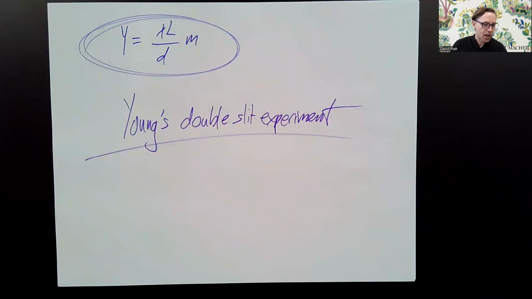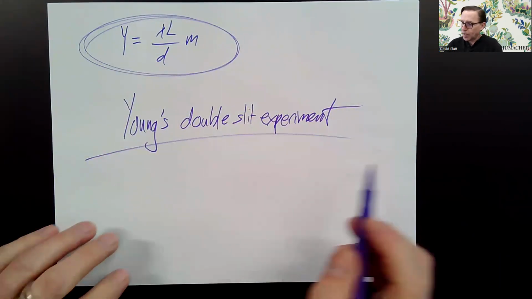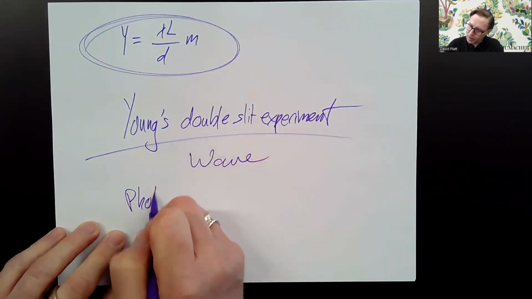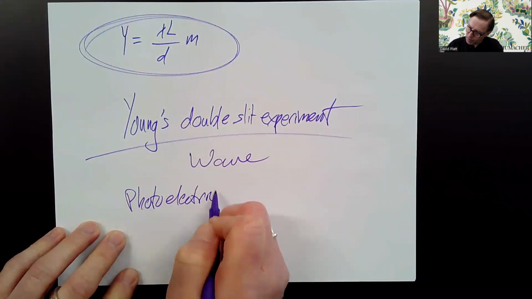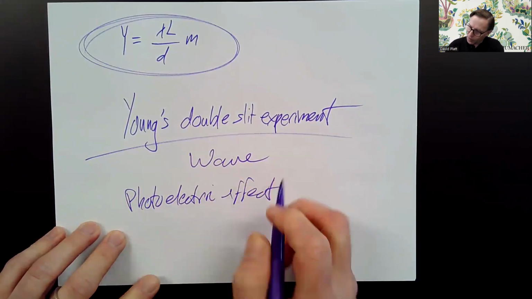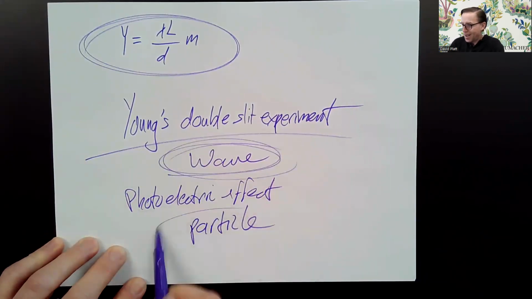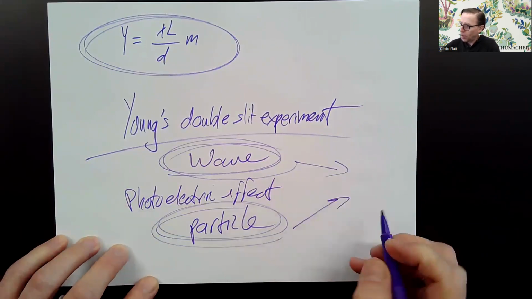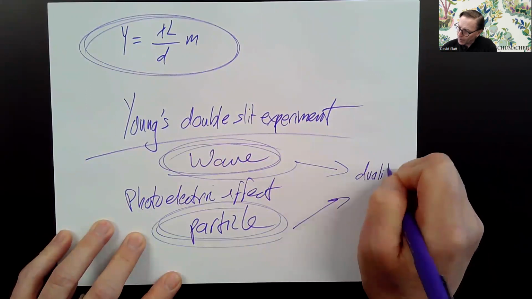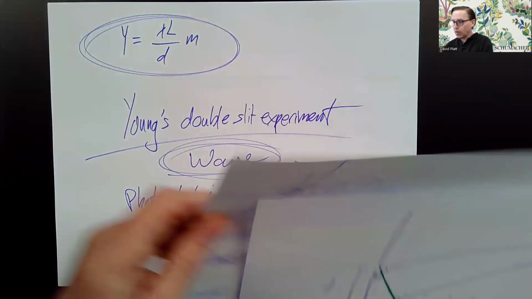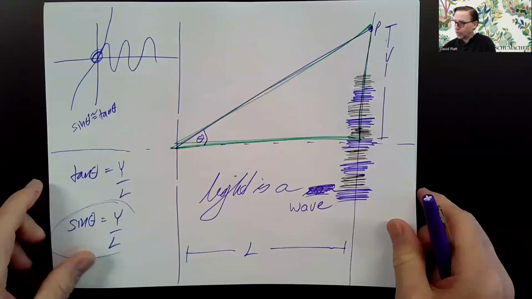I think that is almost everything I need to say. Young's double slit experiment is proof that light is a wave. We already had the photoelectric effect that proved that light is a particle. So light is both a wave and a particle, which we call duality. Light has duality. It is both a wave and a particle. Wave-particle duality. A little bit of vocabulary, and then I shall close for this video session.